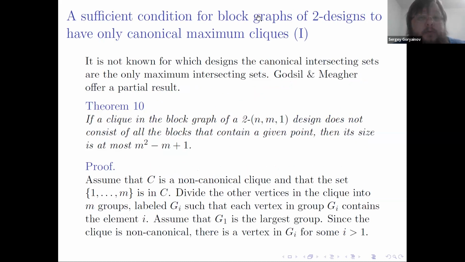It is not known for which designs the canonical intersecting sets are the only maximum intersecting sets. Gotzel and Marr offer a partial result in theorem 10. If a clique in the block graph of a 2-(n,m,1) design does not consist of all the blocks that contain a given point, then its size is at most m squared minus m plus 1.